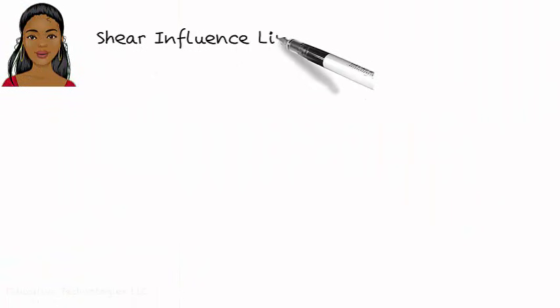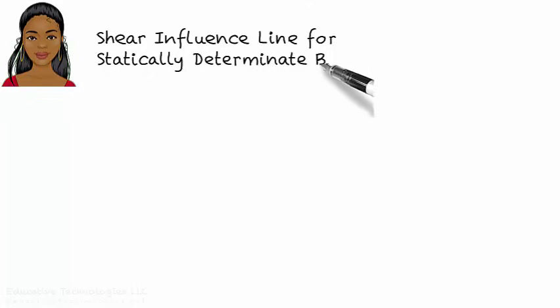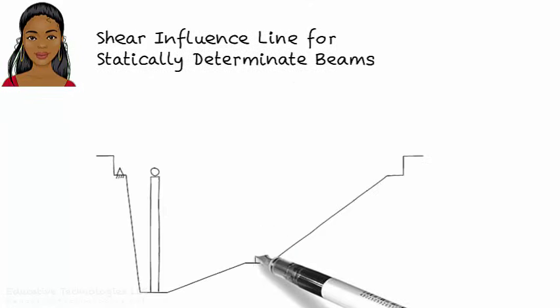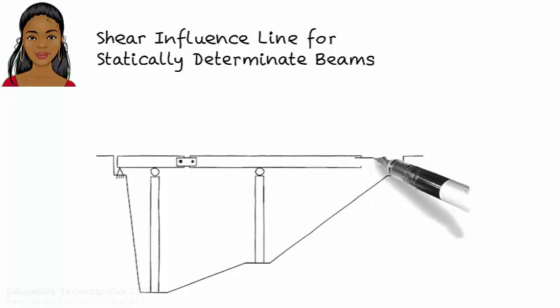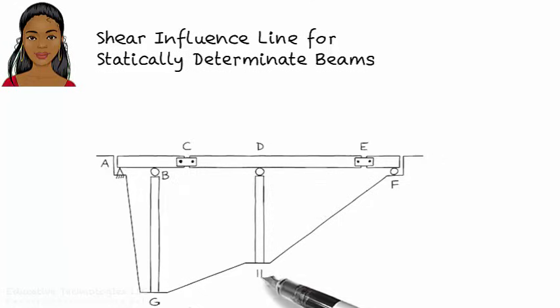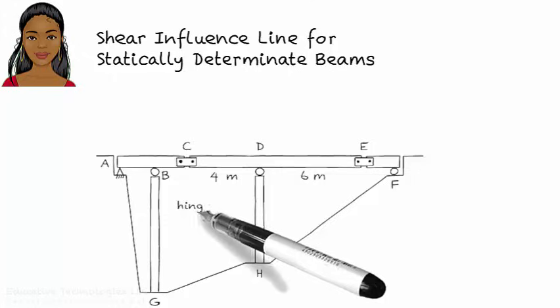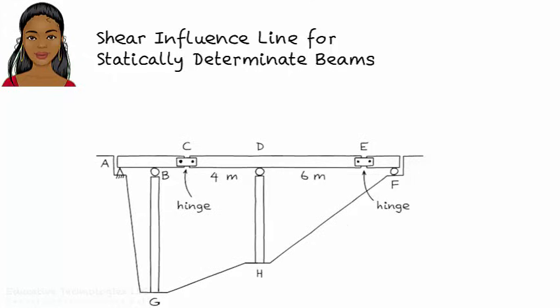Shear influence line for statically determinate beams. Suppose we are asked to design hinge C in this bridge. The bridge is subjected to a moving load. To do so, we need to determine the maximum shear force that the hinge has to withstand. We can easily determine this force by drawing what is known as an influence line.